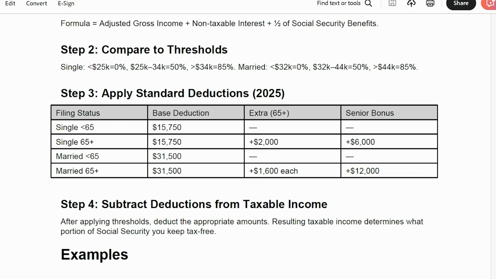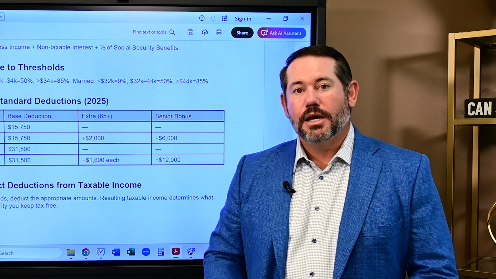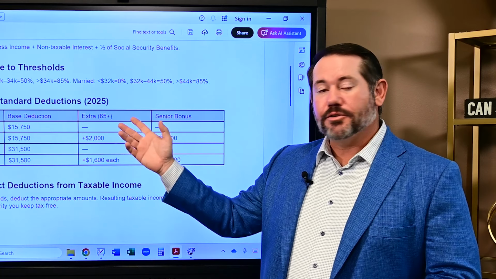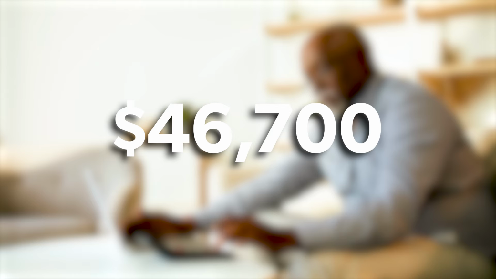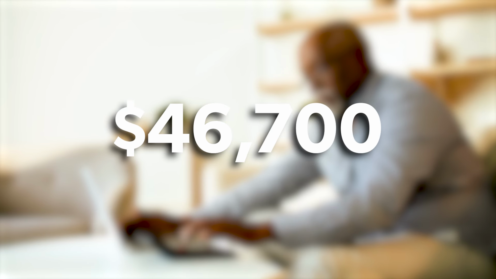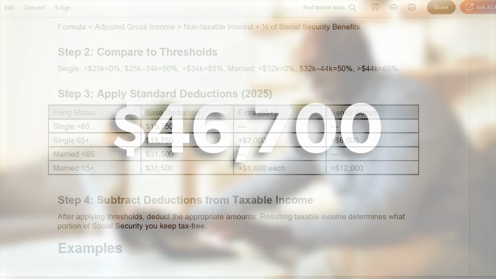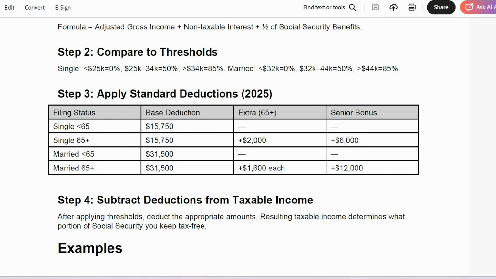So both of you would get the $31,500 if you're married filing jointly, plus an additional $1,600, so that brings us to $33,100, and then plus another $12,000, which brings us to $45,100. If you were both over the age of 65, so at least 65, your standard deduction is $46,700. And you can see if you're married and under 65, single, you can pause the video, but again, we're going to link in the description below back to our blog on the website where we're going to have all of this written. You can save it, reference it for the future if you need to.